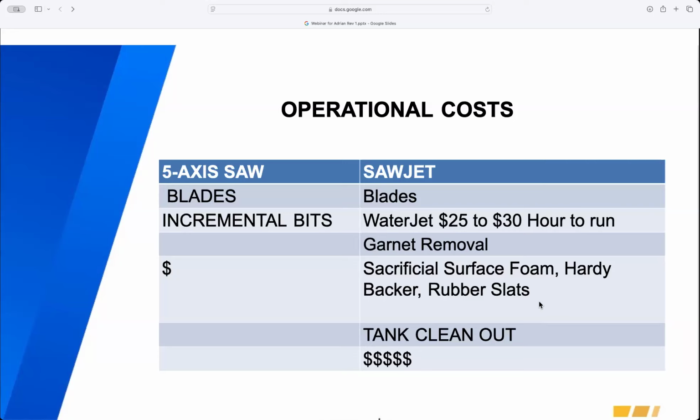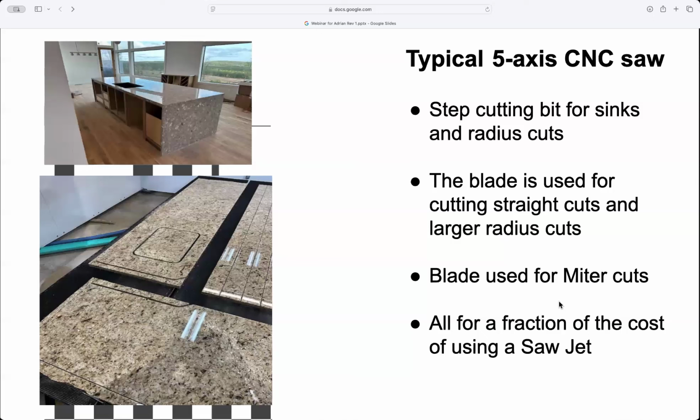Got it. All right. Well, we've got some things you wanted to share about the type of work that comprises a typical 5-axis CNC saw. On these two pictures on the left, I probably should have put the one on the bottom on top, because I'm talking about the step cutting bits for sinks and radius cuts. There's a sink there, and radius cuts on the corner on the left side.